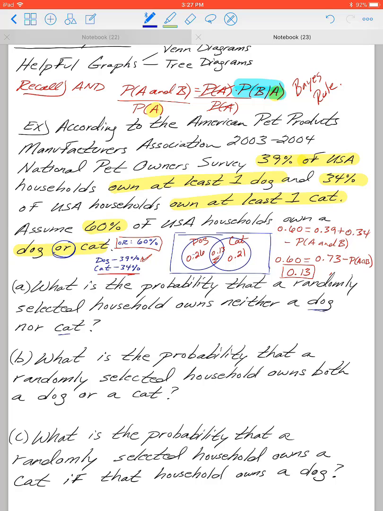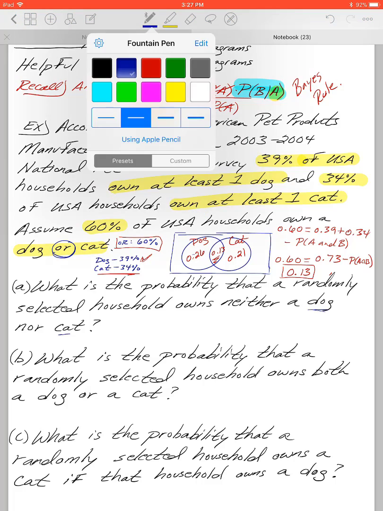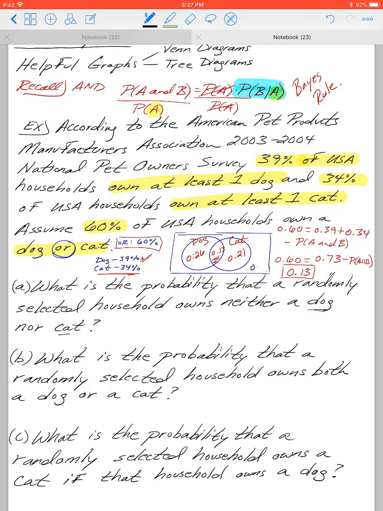we have 40% of the households owning neither a cat nor a dog. So here the answer is 40/100ths or 40%.